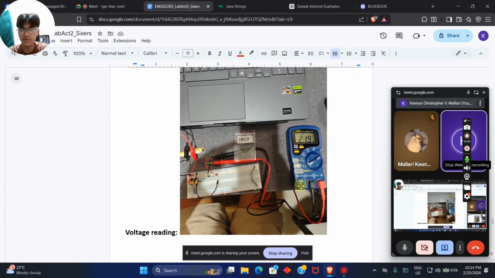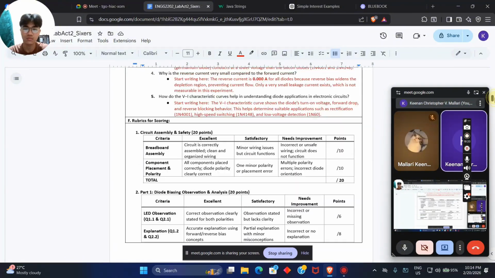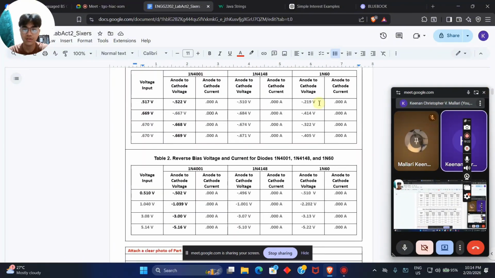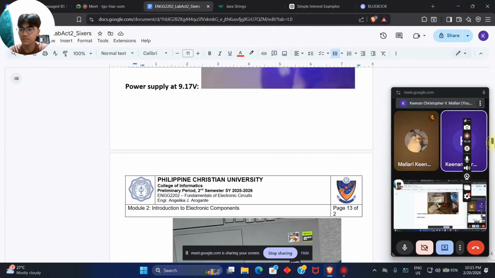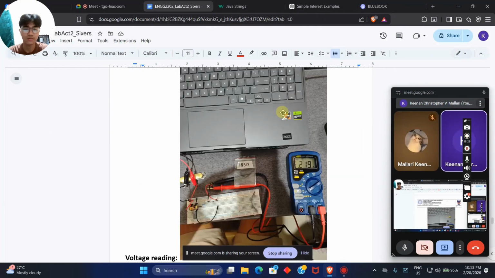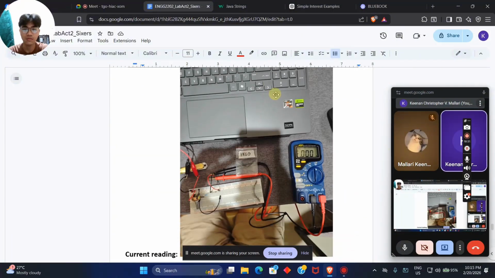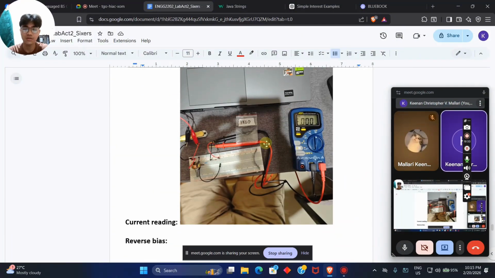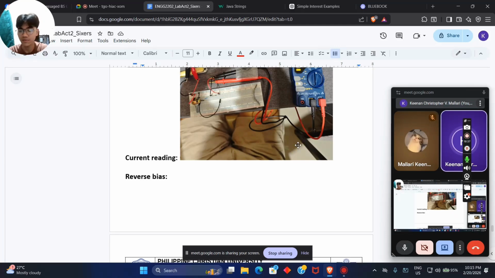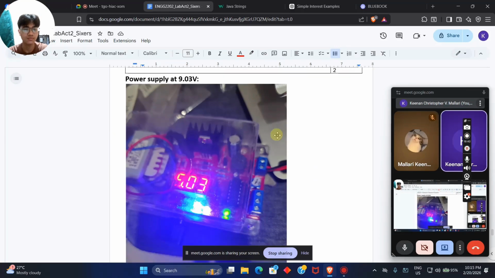Now, let's go for the first voltage reading. In the multimeter, it showed negative 0.219 volts. Let's double check on the table. Here it is. The reading on the multimeter is correct. Now let's go for current reading. Here it is, showing again 0.00 amperes. And let's go for reverse bias this time.